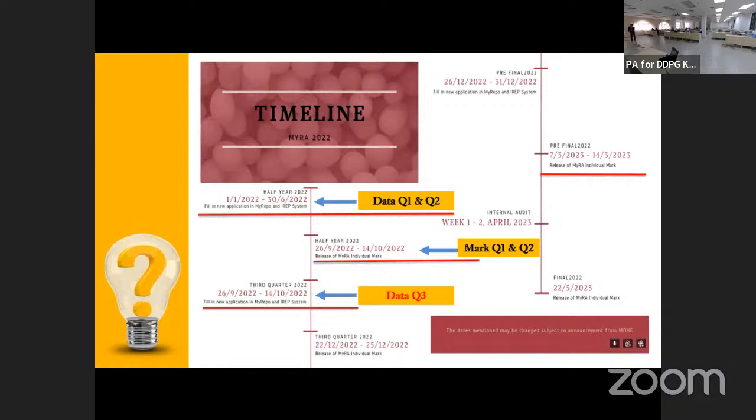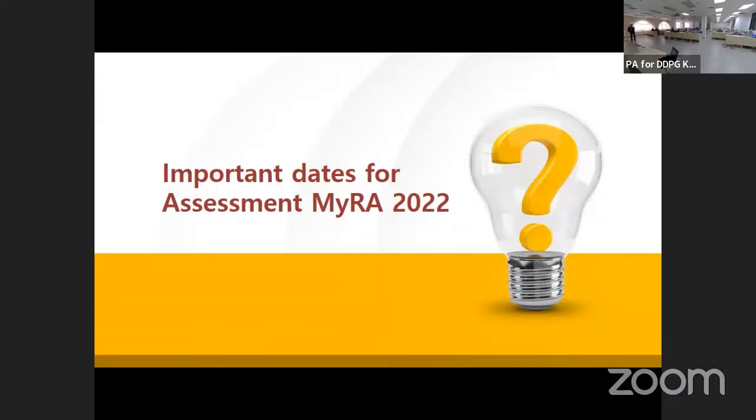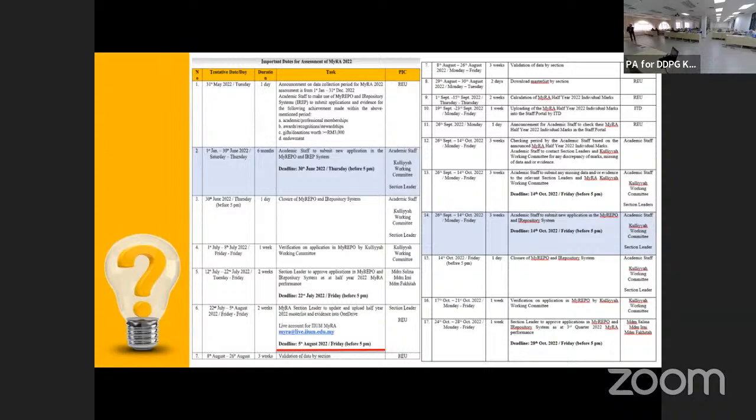At the same time, we are in the midst of processing the data for quarter 3, before we submit it by early November 2022 to RMC. So this is the date for the assessment by MyRA 2022 as emailed from the RMC. This is how we work as scheduled by the RMC, from May until next year, April or May, until audited by the internal and external auditor for MyRA. I think that's all from me. Okay, thank you.